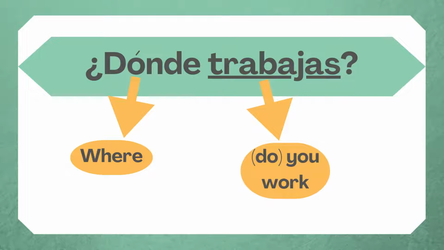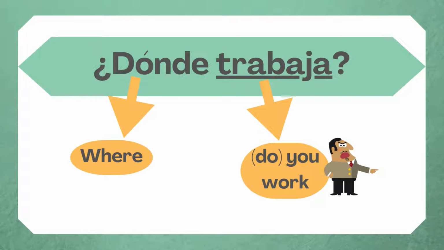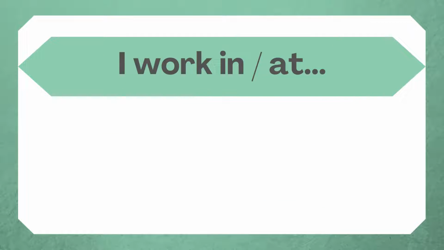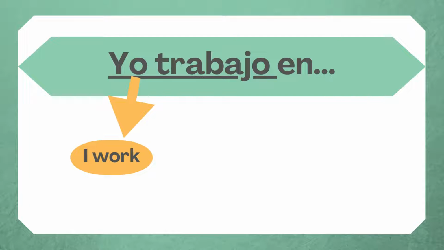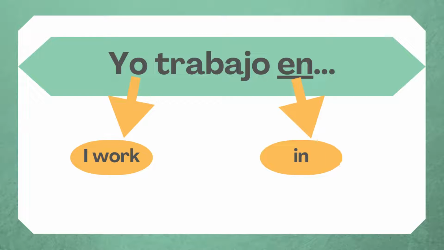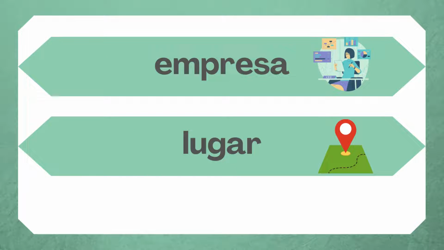¿Dónde trabajas? But if you want to talk politely to somebody, you have to say, ¿Dónde trabaja? And the answer to that is, I work in or I work at. Yo trabajo en. Yo trabajo, I work. En, in. Then you could mention a company, una empresa, or you could mention a place, un lugar.